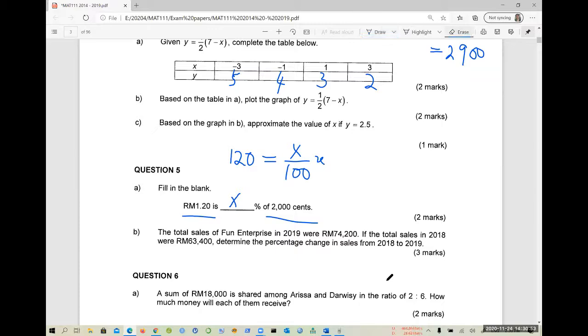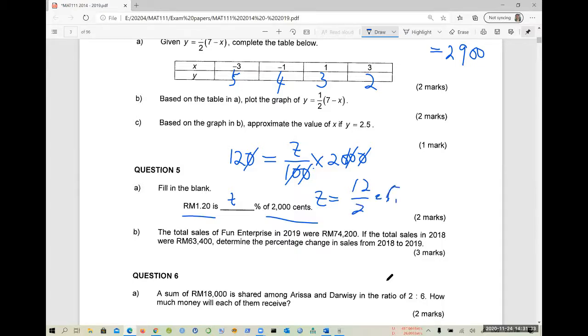Saya ubahlah, tak mau gunakan X sebab nanti confused dengan multiply. So let's say we use Z. You have Z multiplied with 2000 cents. Here you can cancel the 0, so you are left with this one. Then you have 0 on the right and also on the left. So now Z is equal to 12 divided by 2, which gives you 6.